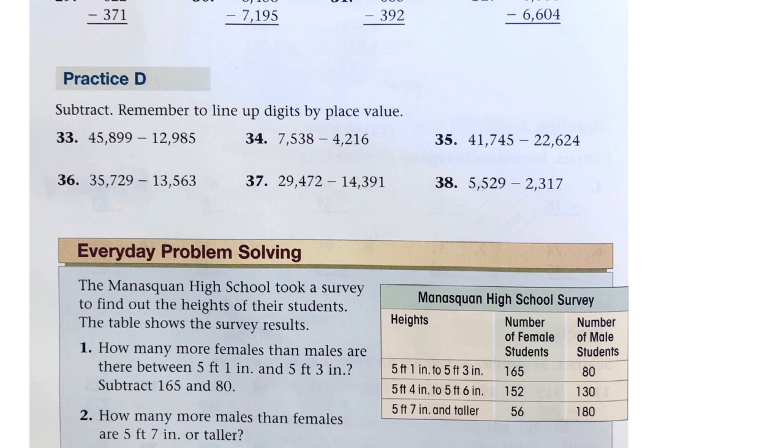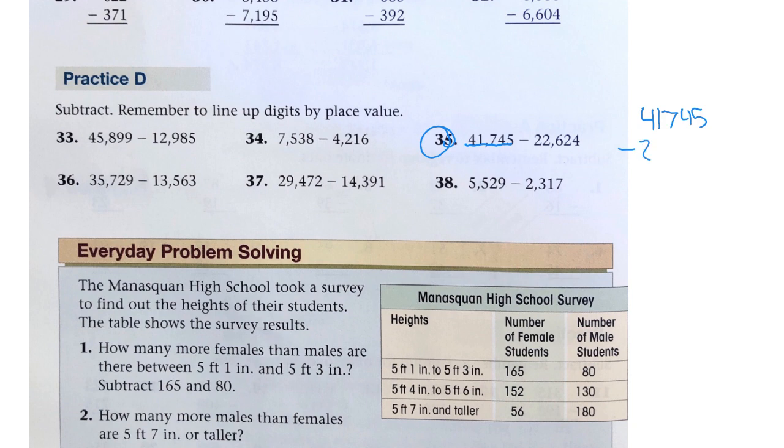Let's look at practice D. Subtract. Remember to line up the digits by place value. We need some room here, so we'll do 35. The first number, 41,745, we'll write first.